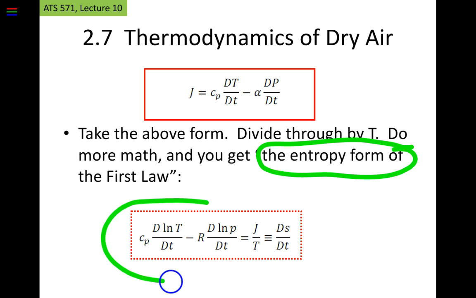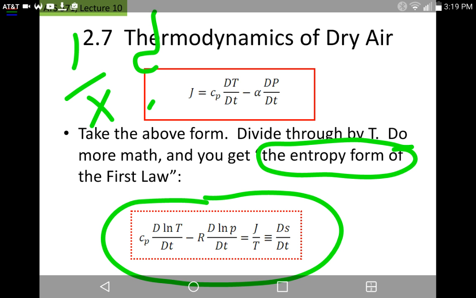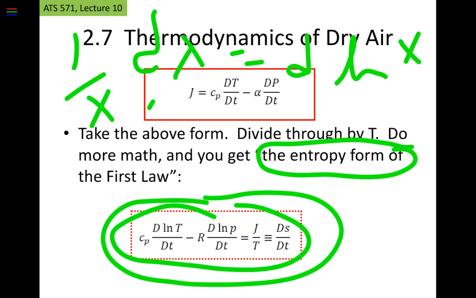And that's this form over here in this dashed box. I always forget that (1/x) dx is the same thing as d log x. And so we can make that substitution here. That's where they got all this stuff in here about d log T/dt and d log p/dt and so on, which is equal to the diabatic heating divided by temperature.